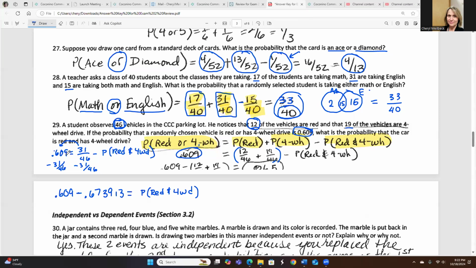So with the calculator, I took 0.609 and subtracted 31 over 46. And 31 over 46 is about 0.67313913. So when you do that, let's see what you get. You get a negative, actually, 0.0649.